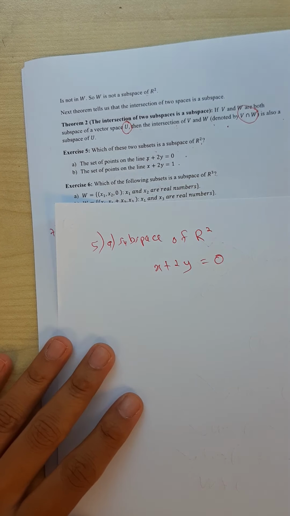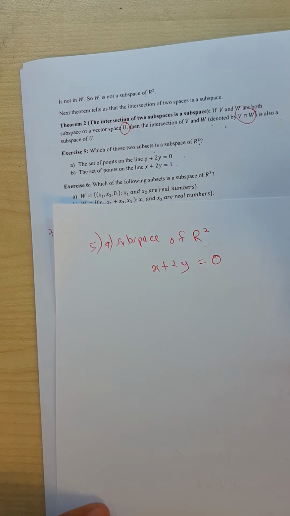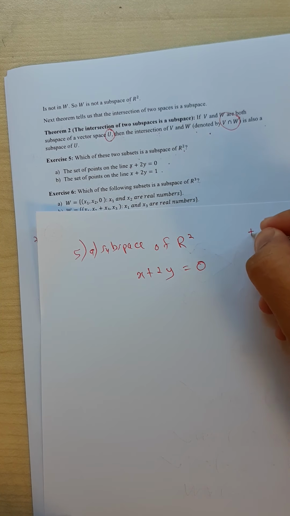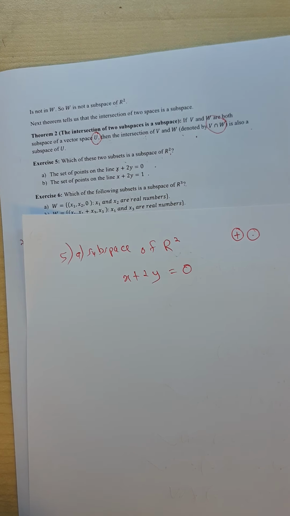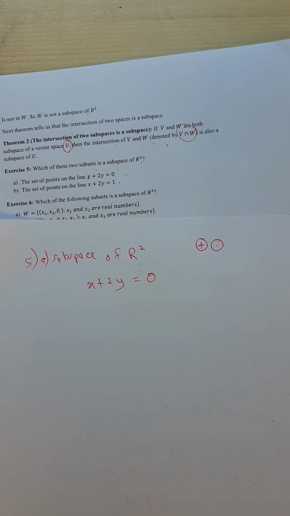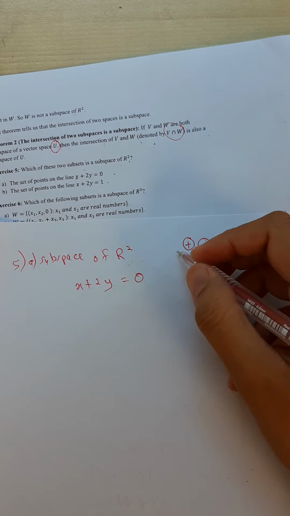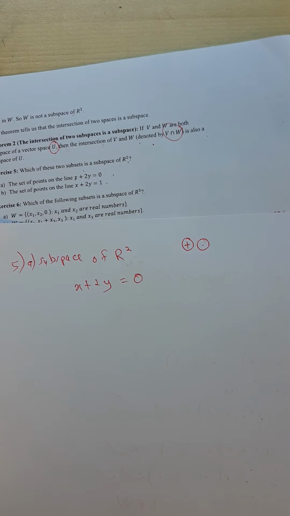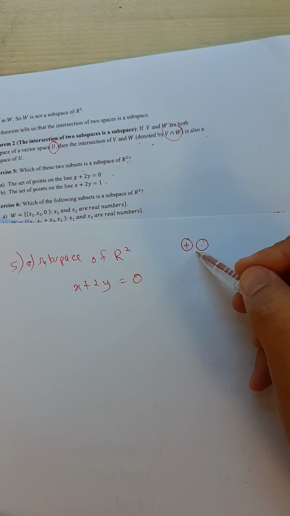So this is interesting. All this while, if you notice, we have only been checking the addition and the scalar multiplication. But how many properties are you supposed to check? Initially, you have to check 10 properties. In all the examples, I've noticed that we only check these two.